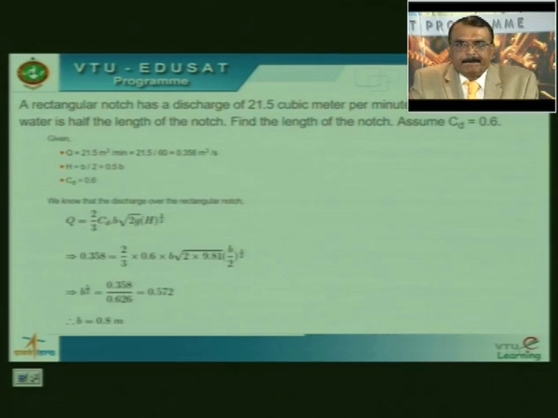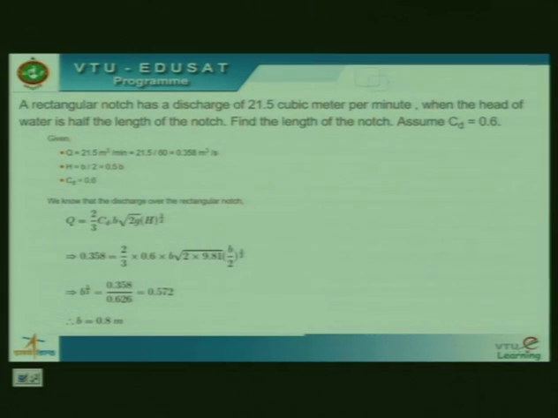Let us see another case. Read this. A rectangular notch has a discharge of 21.5 cubic meter per minute. When the head of water is of the length of the notch. Find the length of the notch. Assume CD is equal to 0.6.